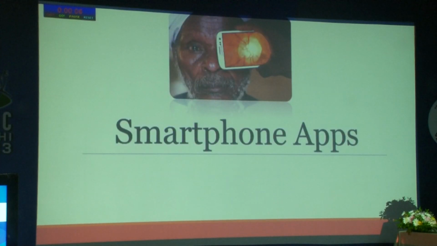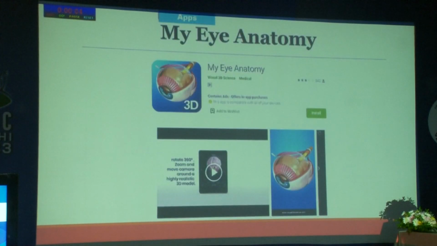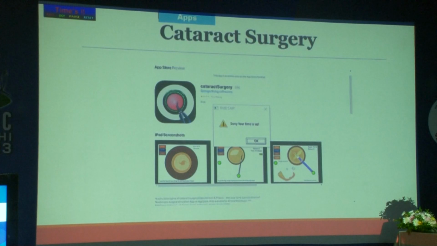Next are smartphone apps. I'll mention a few. There is a basic eye anatomy app for when you enter residency, to get an idea of how the eye is oriented and how the muscles are oriented. They have video and audio formats. There's a cataract surgery simulator, where we get each and every step, and how to do it.